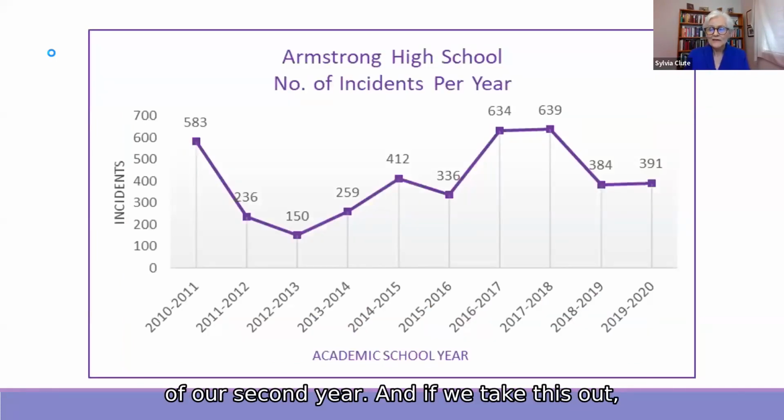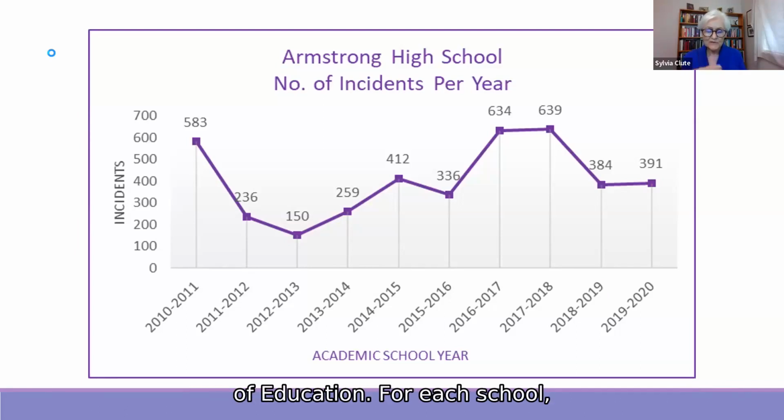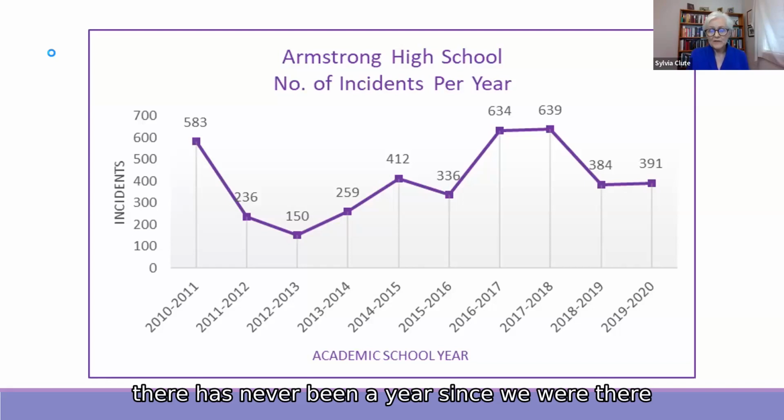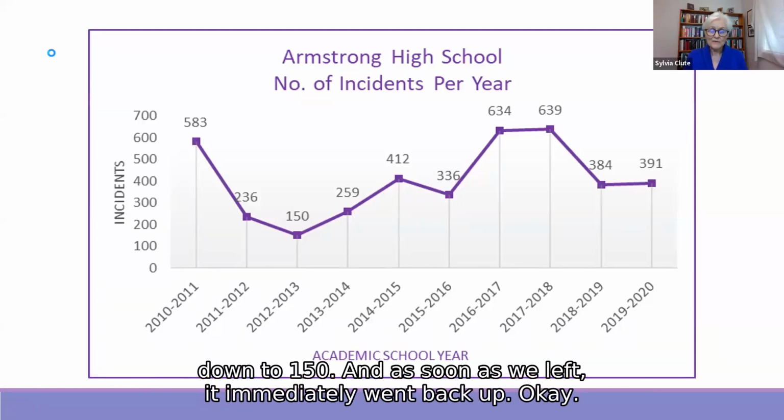And if we take this out, so this is from the reports that are online by the Virginia Department of Education. For each school, it reports the number of incidents. So when we've taken this out to 2019 to 20, there has never been a year since we were there when the number of incidents has been as low as it was the year we were there. And there could be other factors, but while we were there, it went down to 150, and as soon as we left, it immediately went back up.